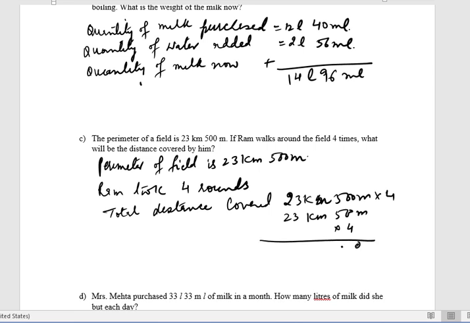So 4 zeros are 0, 4 zeros are 0, 4 fives are 20, so 0 here and carry 2 here. This is meter. 4 threes are 12, plus 2 is 14. Carry 1, 4 twos are 8 and 9. So 94 kilometers and 00 meters, or you can simply write 94 kilometers.